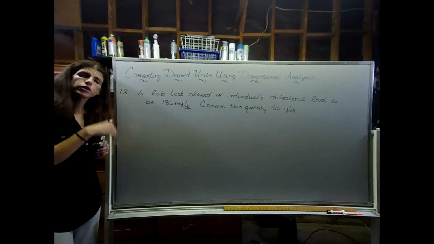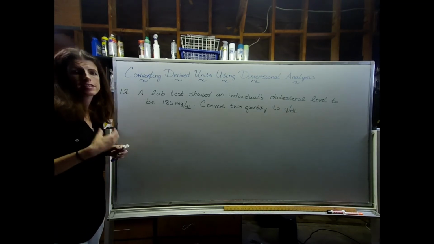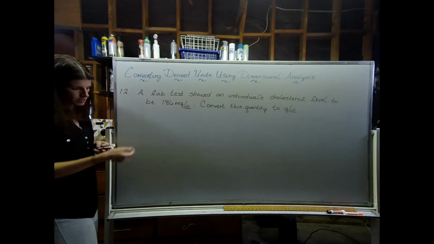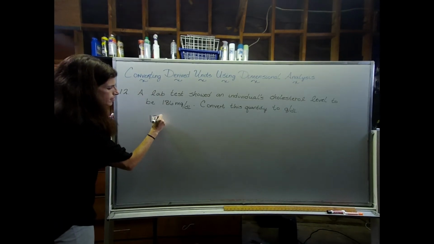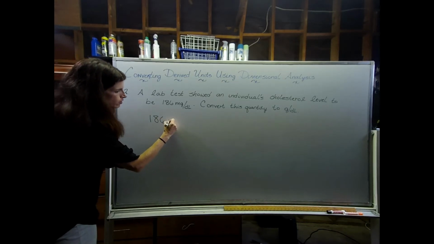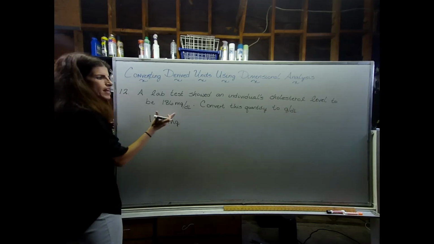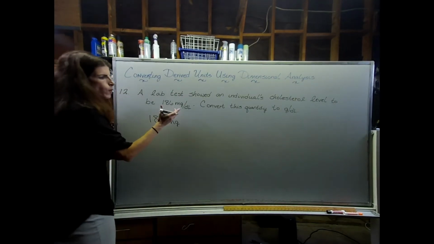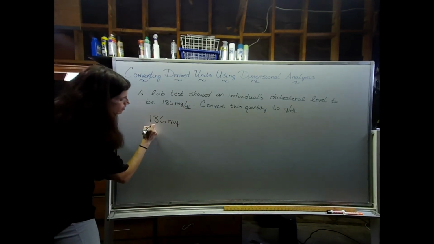Alright, so the approach for the conversion of derived units is the same as what we've seen in previous lectures. We're going to use the number they gave us. So I'm going to start with 186, and I'm going to do milligrams. The main difference though is instead of writing this as a diagonal, that'll cause a bunch of confusion. We want to make sure that the divided line is nice and flat, nice and horizontal.